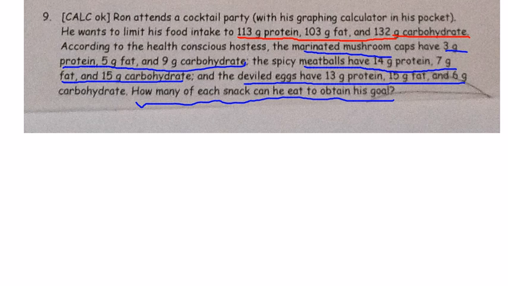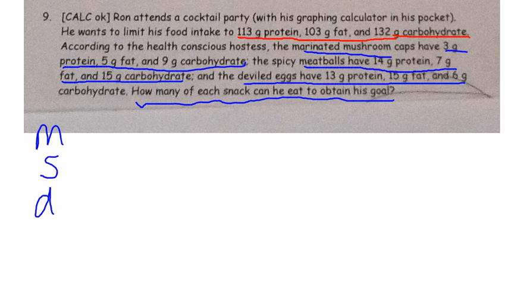So part of what you can do to figure out what your variables are is read that question: how many of each snack, right? So that means that you want to know how many meatballs, how many mushrooms, and what's the other thing, eggs, right? So those are likely going to be your variables. So I'm going to let M be mushrooms, I let S be the spicy meatballs, and I let D be the deviled eggs.